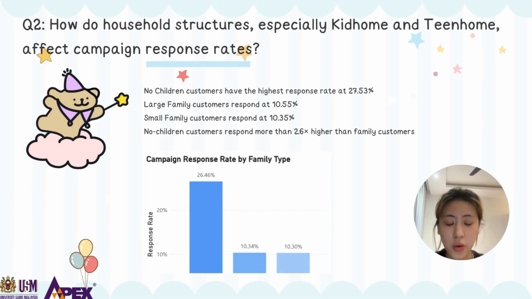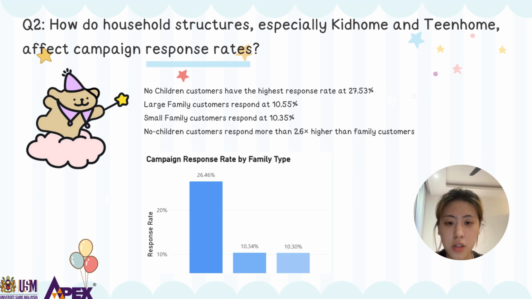Today, I will present question 2 and question 3 of the Customer Personality Analysis project. My part focuses on the household structure effect on campaign response and how high-value customers generate value through different purchasing channels. For question 2, we first look at how household structure affects campaign response.